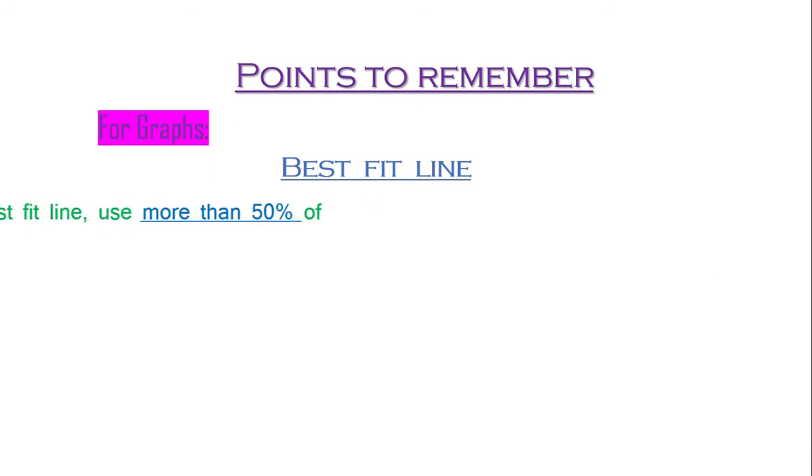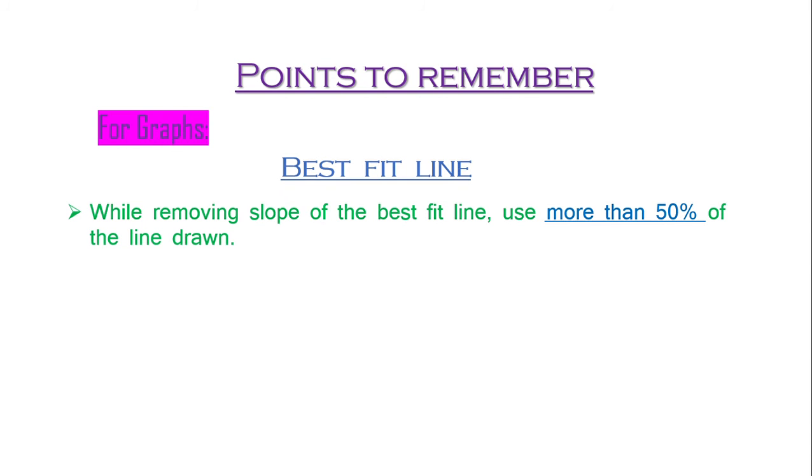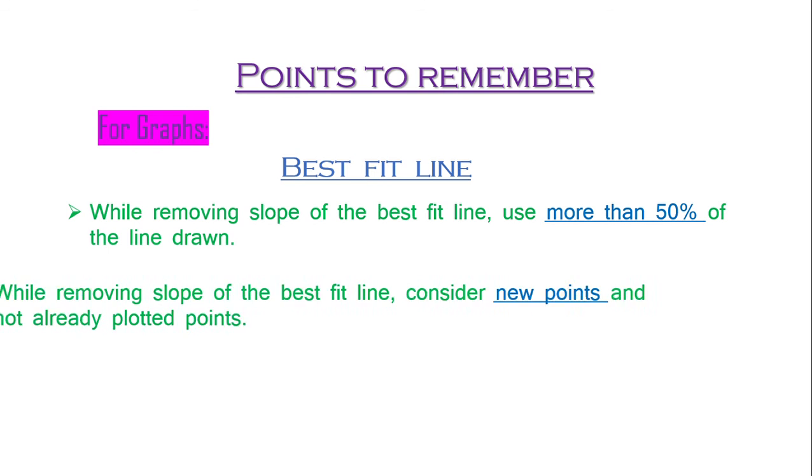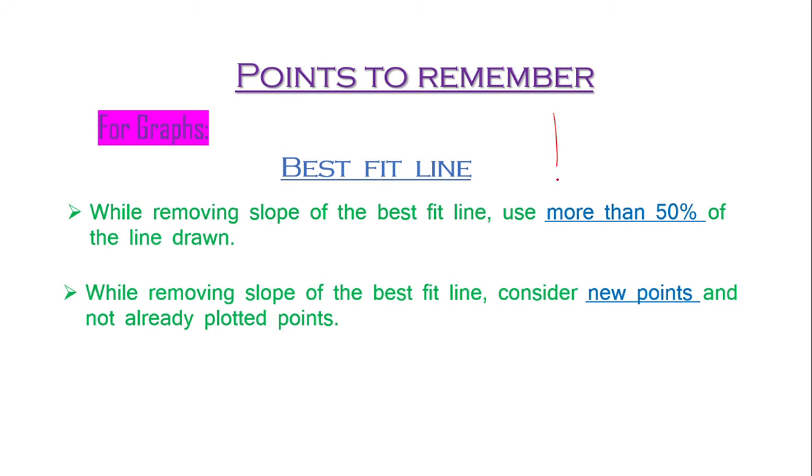All right, some more points on the best fit line. Whenever you're calculating a slope of a best fit line, use more than 50% of the line drawn. For example, you have to plot a slope. You can take this also as a slope, but here you have to take more than 50%. Suppose these are your points, then your plotted points should not be included. It should always be a new point.